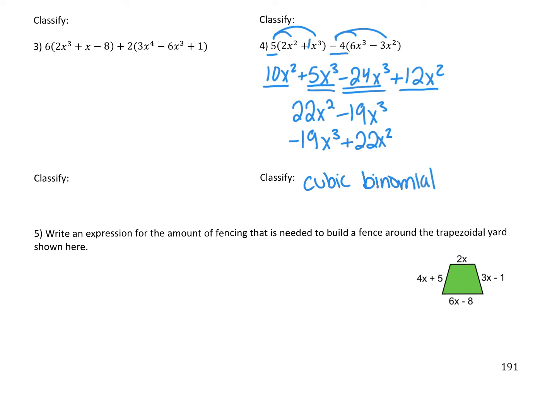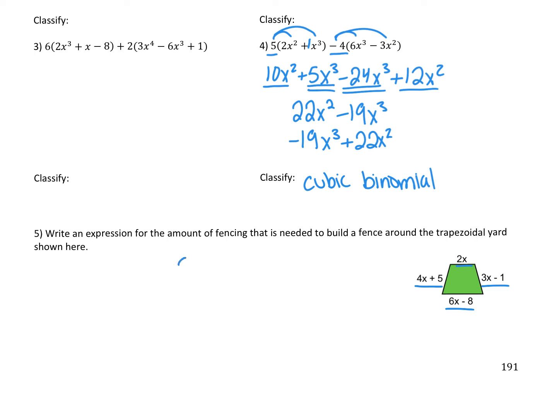Let's look at the final example. It says write an expression for the amount of fencing that is needed to build a fence around the trapezoidal yard shown here. This is a trapezoid because it has 4 sides, so it's a quadrilateral, and I have 2 pairs of parallel sides. To find an expression for the amount of fencing, I know that I need to add the 4 sides together. Some people like to do this in their head, or you could write out an expression with these 4 expressions added together.